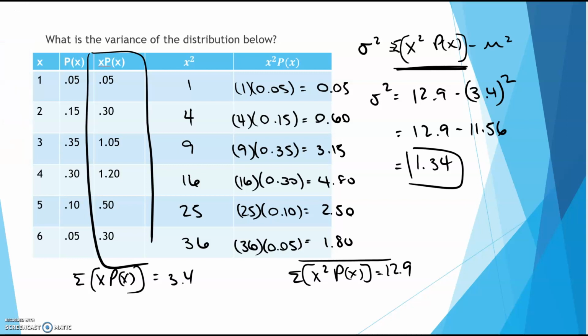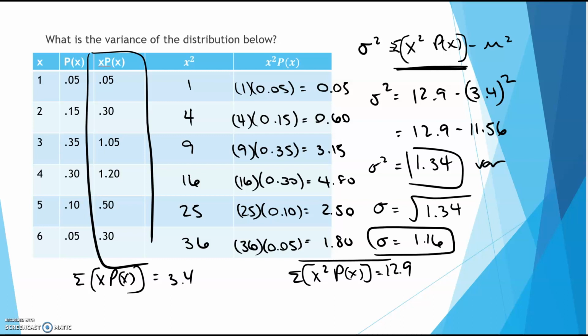Okay, now I can just as easily find the standard deviation for this. All I need to do is take this answer right here that we just found for variance and square root it. So if I square root this, 1.34, then the standard deviation is going to be 1.16. Okay, so this is for variance, and this is for standard deviation.